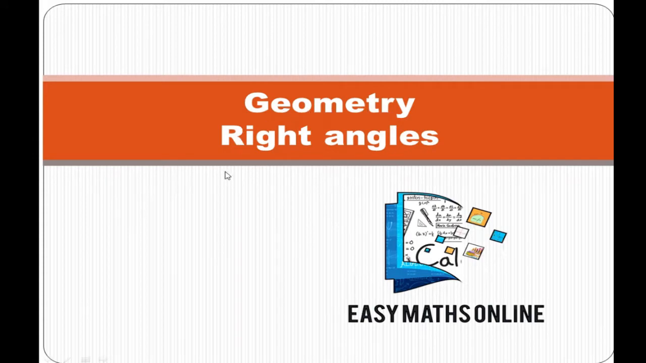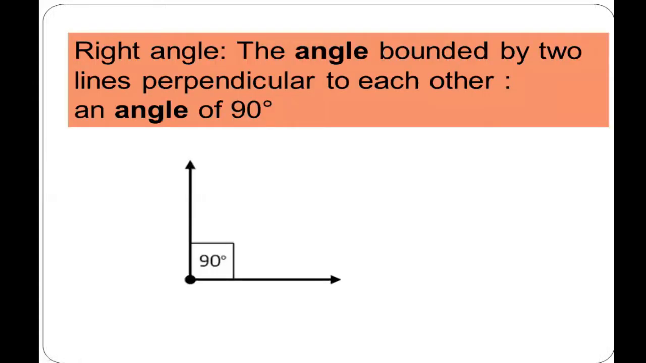Geometry. Let's talk about 2D shapes of geometry today and how we know in which 2D shapes we can form a right angle. Let's see, but we should know what a right angle is. A right angle means the angle bounded, bounded means joined by two lines perpendicular to each other.